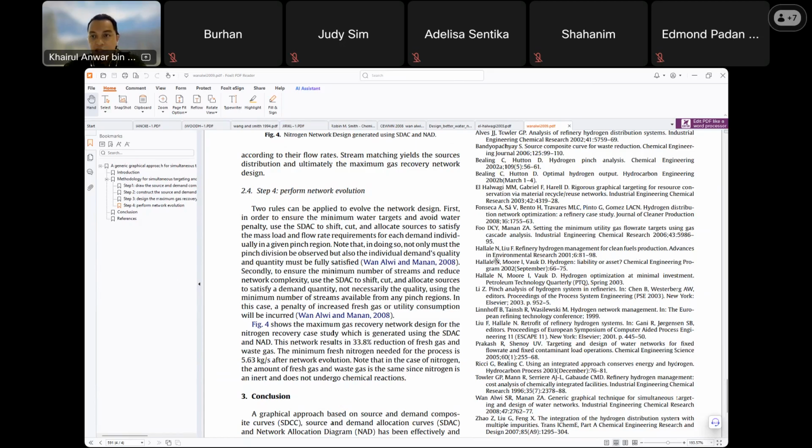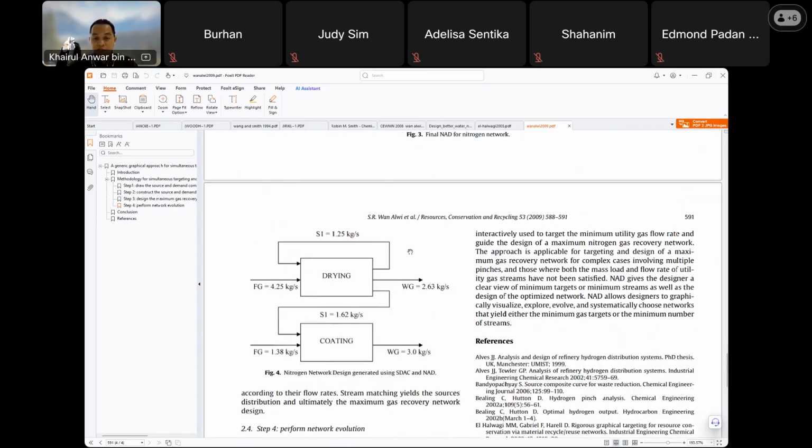Okay. Paper by Foo and Manan. So this paper doesn't explain in detail how they create the water network or the gas network once they identify the limiting. So in order to learn about how to create the water network, we need to refer to this paper by Arman Alvi in 2009.